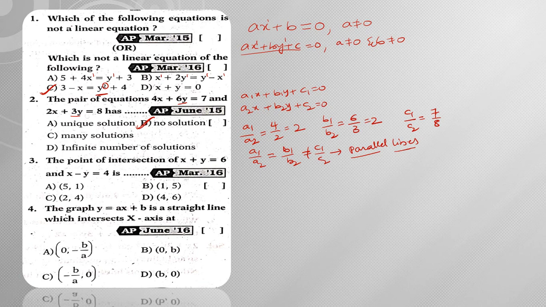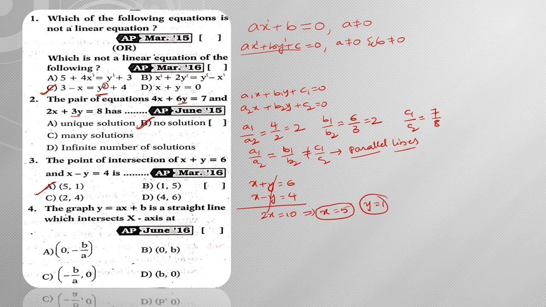Next, the point of intersection of x plus y is equal to 6 and x minus y is equal to 4. Simply write down the equations: x plus y is equal to 6 and x minus y is equal to 4. First of all, you add them, then what I get is 2x is equal to 10. From this, x is equal to 5. When x is equal to 5, 5 plus 1 is 6, so clearly y is equal to 1. From the options, the answer is 5 comma 1.